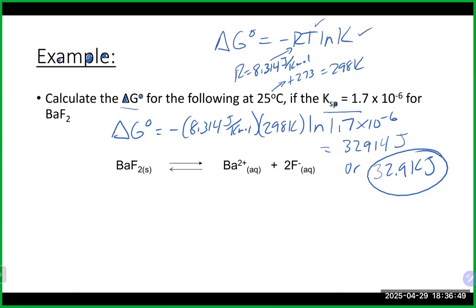Is this reaction spontaneous? This reaction is not spontaneous. Reactants would be favored in this case. We also know that because our Ksp is a small value, which means we're going to hang out over here on the reactant side. Again, both of these values agree with each other, right? We got a positive delta G and a small value of K. Any questions on that?